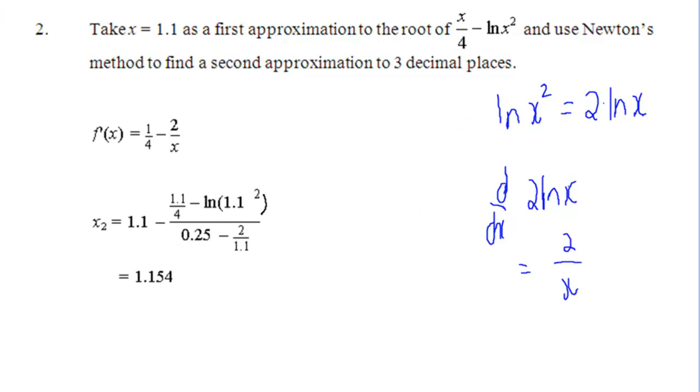So this time we're told to take 1.1 as the first approximation. We've got x on 4 minus natural log of x squared, and we use Newton's method. So we know that the derivative would be a quarter minus 2 on x, and we're going to get 1.1 minus the 1.1 for x here and the 1.1 for x in there, over a quarter, 0.25, minus 2 on the 1.1. Again, throw that straight into your calculator and get your new approximation to 3 decimal places.